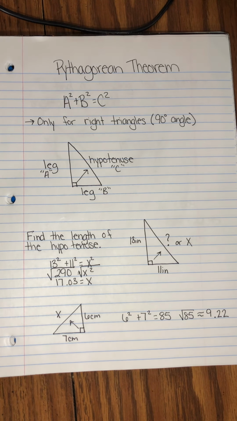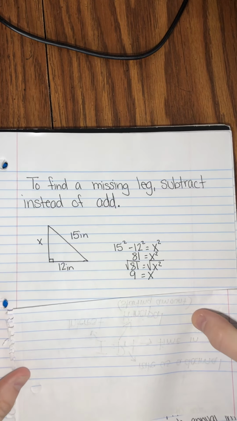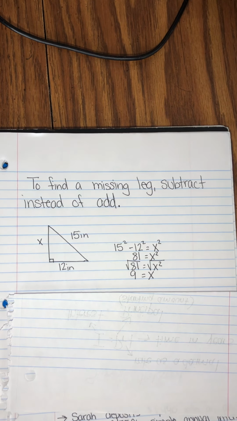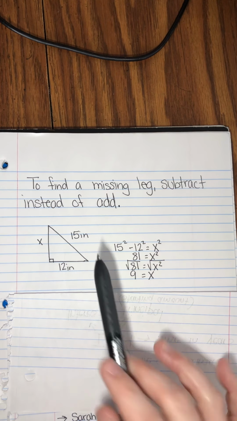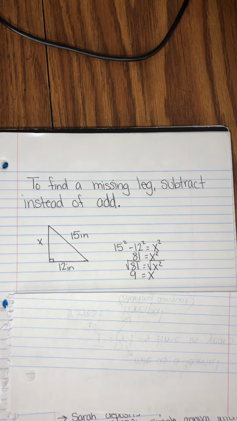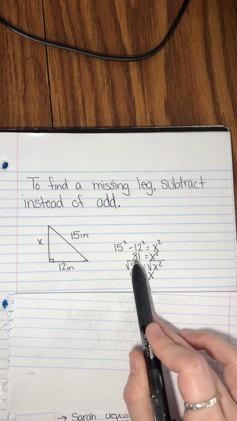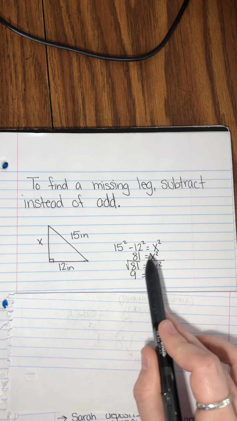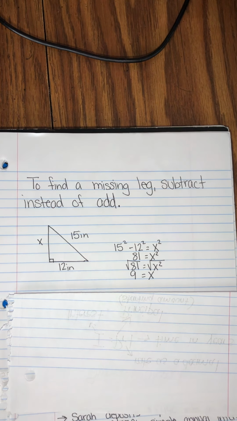So far, we have always been solving for the hypotenuse, but sometimes you have to solve for one of the legs. So here's what that would look like. It's super easy, it's the same concept. To find a missing leg, you just subtract instead of add. So here I have a leg and I have a hypotenuse. You're just gonna take the hypotenuse squared minus the leg squared. So you do 15 squared minus 12 squared. That should equal 81 when you do the math. Take the square root of it, you get that x equals 9. So that missing side is 9.